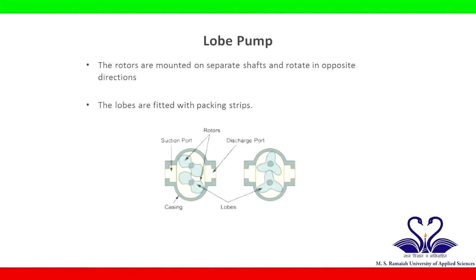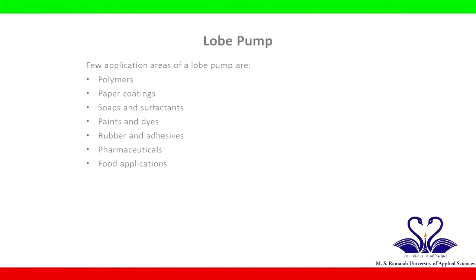In a lobe pump, the rotors are mounted on separate shafts and rotate in opposite directions. The lobe pump operation is similar to gear pump. Instead of the gears, multiple lobes are used. The lobes are fitted with packing strips. A few application areas of a lobe pump are polymers, paper coatings, soaps and surfactants, paints and dyes, rubber and adhesives, pharmaceuticals and food applications.